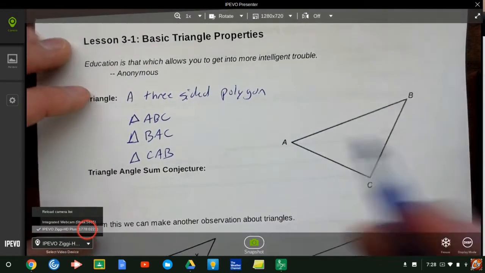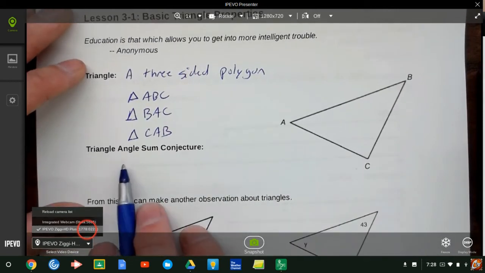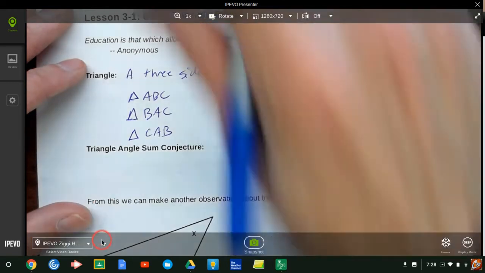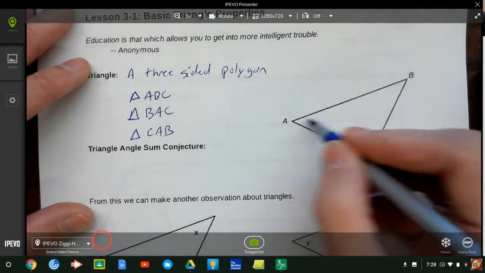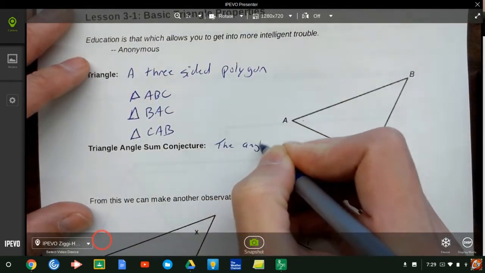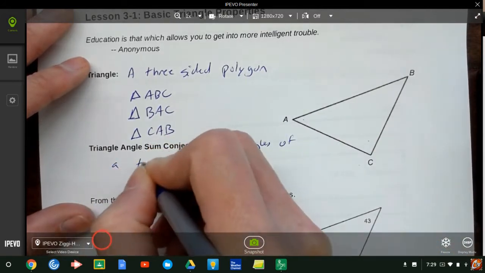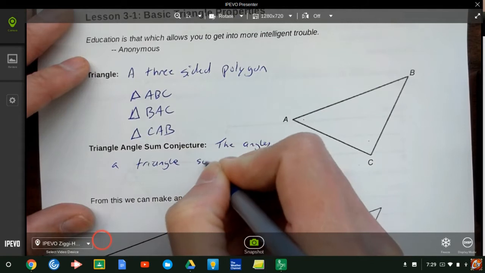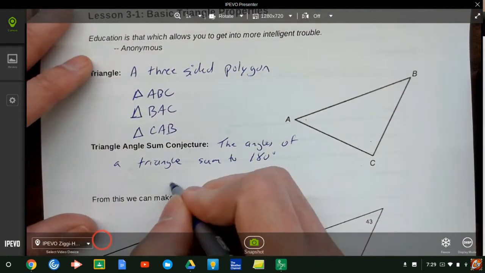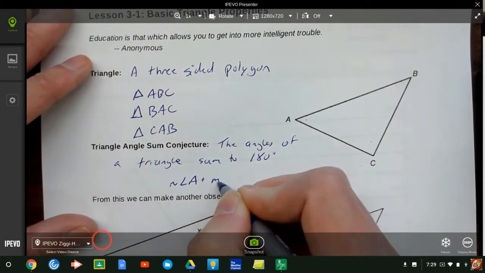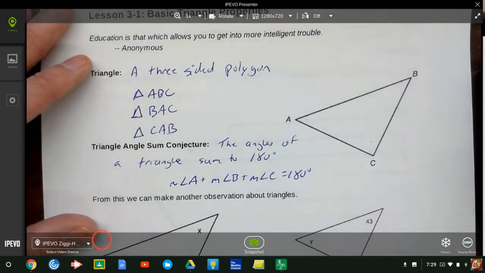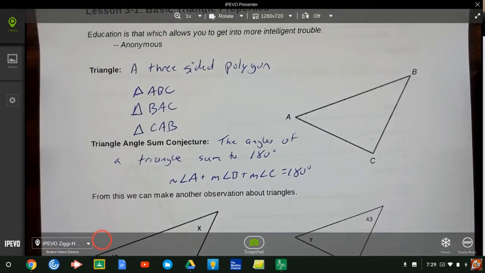Okay, now one thing we do know about triangles is the triangle sum conjecture. This is something you learned way back in elementary school, probably. You learned that the triangle sum conjecture basically says if you add up the three angles of a triangle, they sum to 180. So the angles of a triangle sum to 180 degrees. That's something that you've known for a while. So the measure of angle A plus the measure of angle B plus the measure of angle C equals 180 degrees. That is old news. You've known that for a long time.